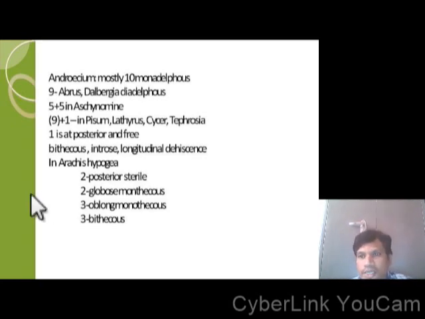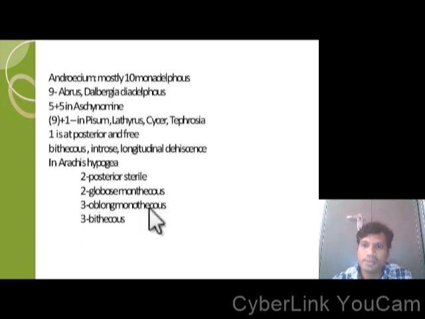In a peculiar manner in Arachis hypogaea, 10 are there, in which 2 are sterile, 2 are globose monothecous, that means only one chamber is present, 3 are oblong monothecous, that means the shape of the anther lobes is oblong, and 3 are bithecous. This is the special arrangement in Arachis hypogaea. This is about the androecium.